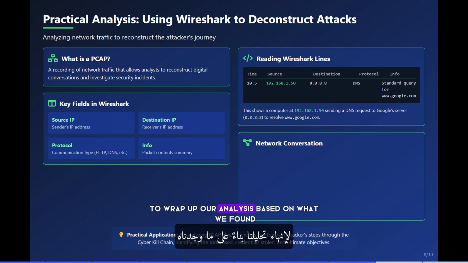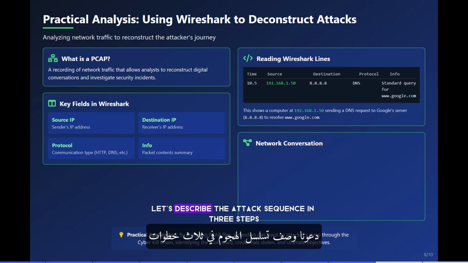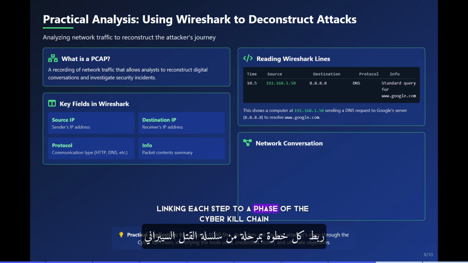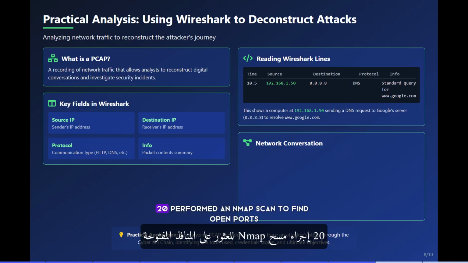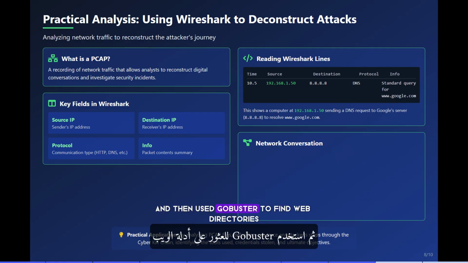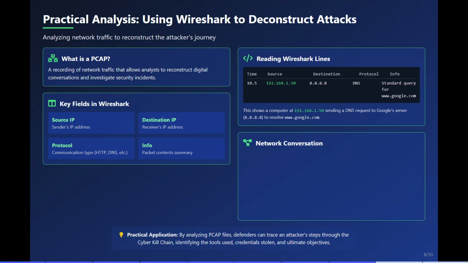To wrap up our analysis, based on what we found, let's describe the attack sequence in 3 steps, linking each step to a phase of the cyber kill chain. Reconnaissance. The attacker at 14.0.0.120 performed an Nmap scan to find open ports, and then used GoBuster to find web directories.